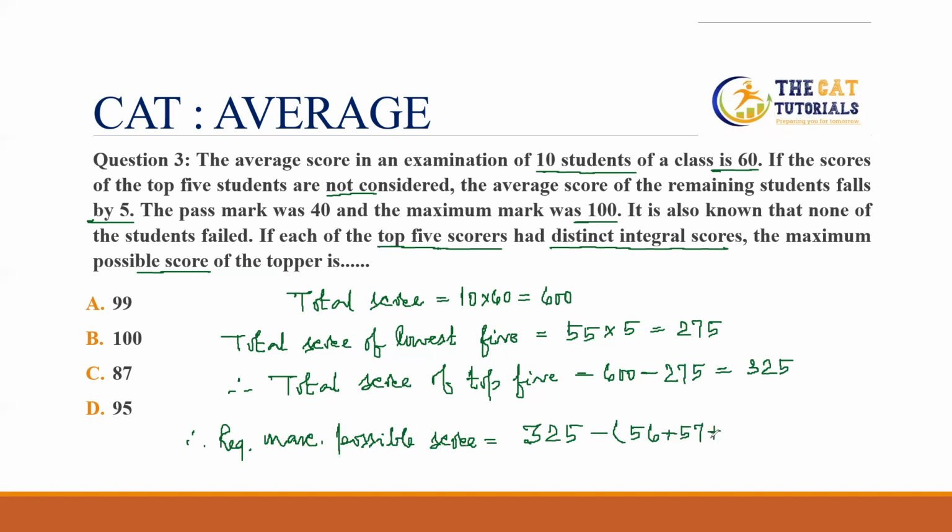Why are we taking 56? Because the average of the lowest 5 is 55. So for keeping the top 4 at the lowest level, we have to take all the lowest ones at the level of 55. That's why we have taken 56 plus 57 plus 58 plus 59. So when we solve this, it will give you the answer, and the answer of your question is 95. So if 95 is the answer, which one is the correct answer? Option D is the correct answer of the question.